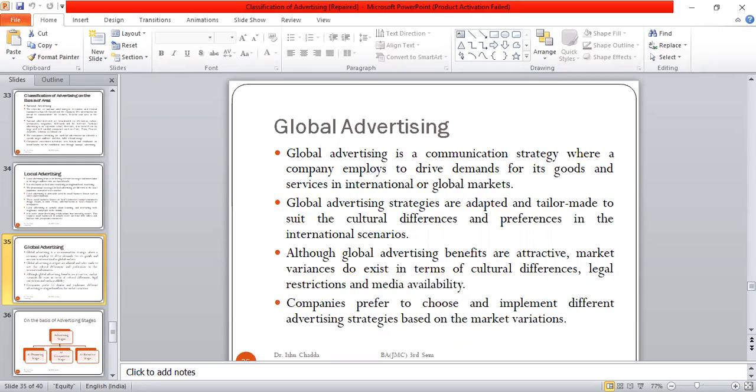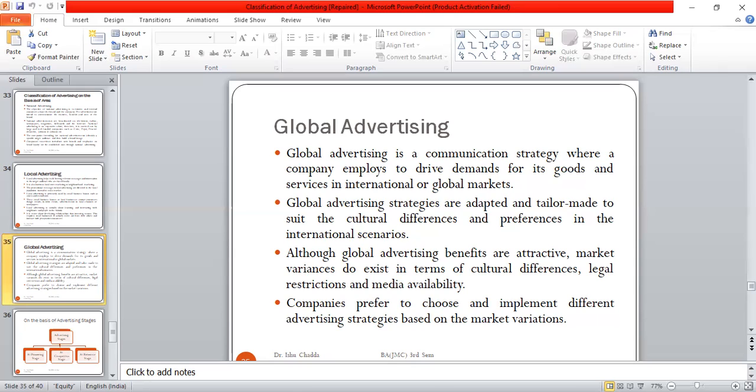Global advertising is a communication strategy that a company employs to derive demand for its goods and services in international or global markets. Global advertising strategies are adapted and tailor-made to suit the cultural differences and preferences in international scenarios. Although global advertising benefits are attractive, market variances do exist in terms of cultural differences, legal reaction, and media availability. All this depends upon you; you have to first see the cultural differences and the preferences of international persons.